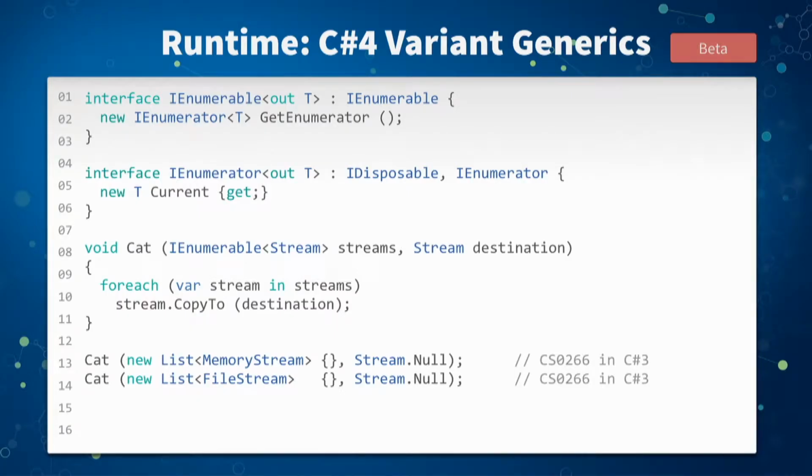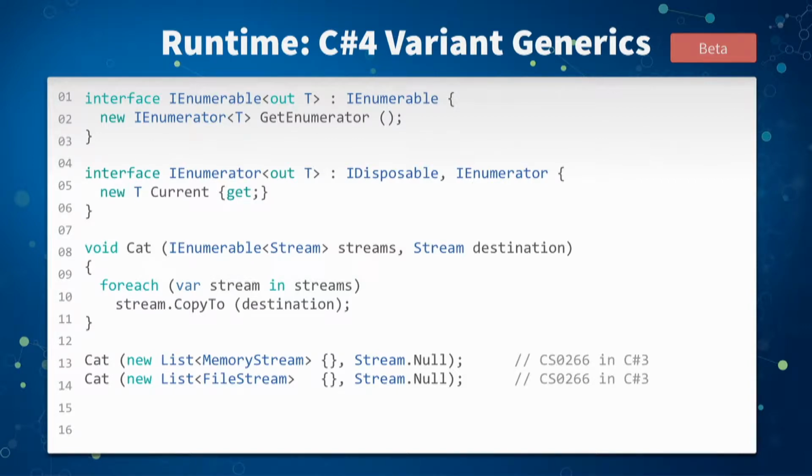A new feature is we are finally getting support for C# 4 variant generics, that is covariant types and contravariant types. These are also awesome sauce. So we've got the new declaration for IEnumerable and IEnumerator, and those are declared as out. They are contravariant, I think. I always get the two confused.